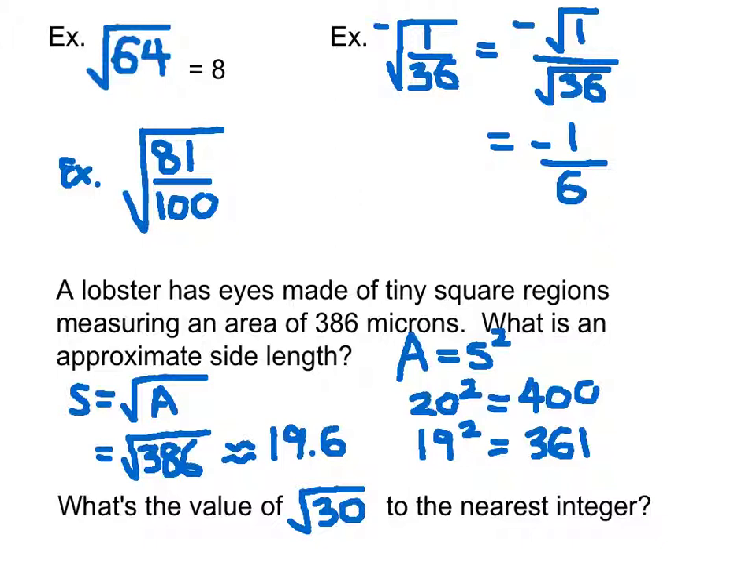So why don't you stop the video for a moment and try to find the value of the square root of 30 to the nearest integer. And when you've found it, then start the video again.